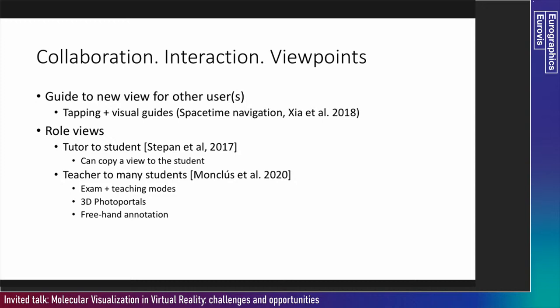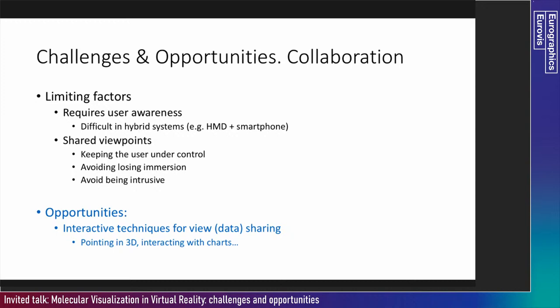So in collaboration, as I said, there are also important challenges. The limiting factor is that we need to know the user awareness, which might be difficult if we want to combine hybrid systems such as an HMD with a smartphone. And in order to facilitate this, we have to offer opportunities to share the viewpoints in different ways. So we also have opportunities to create new techniques for sharing data, or letting the user know where I'm pointing, what I have been annotating, and so on and so forth.